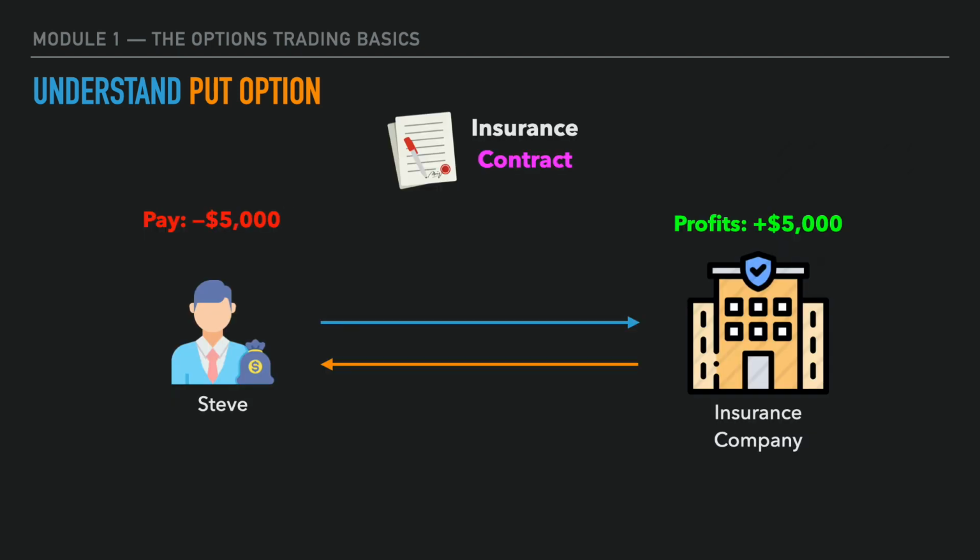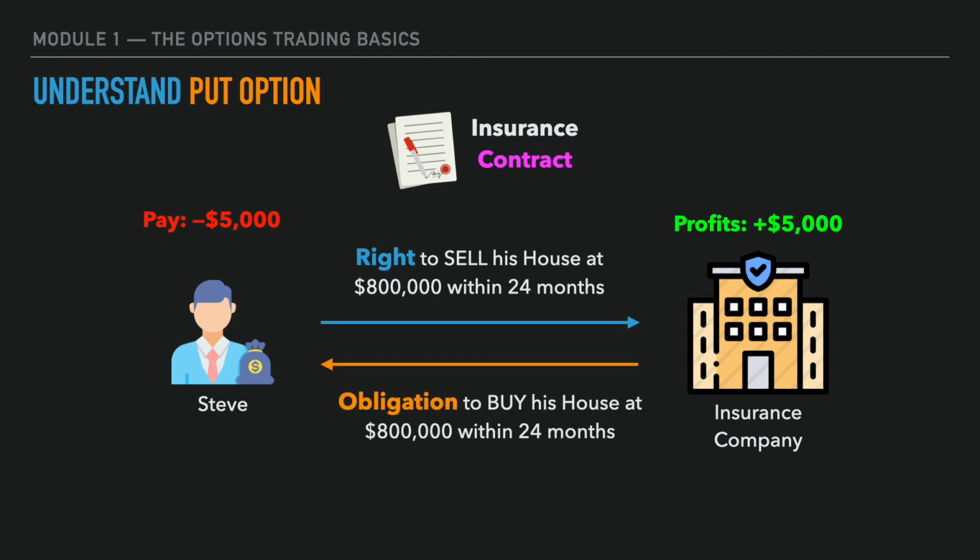So after Steve bought this insurance policy, now he has the right to sell this house to the insurance company at the price of $800,000 over the next 2 years. If everything goes well, he doesn't have to sell this house. He can just walk away from this insurance policy and let it expire. But he will lose $5,000 on the premium payment. On the other hand, the insurance company earns an immediate profit of $5,000 by selling this insurance contract to Steve. But now they have the obligation to buy the property from Steve at the price of $800,000 over the next 2 years if anything bad happens.